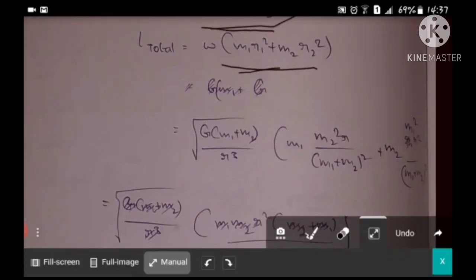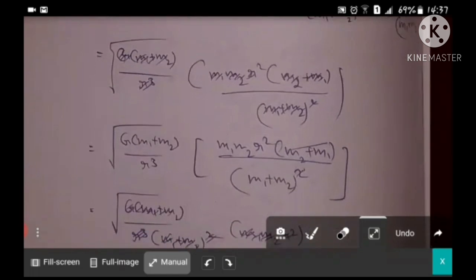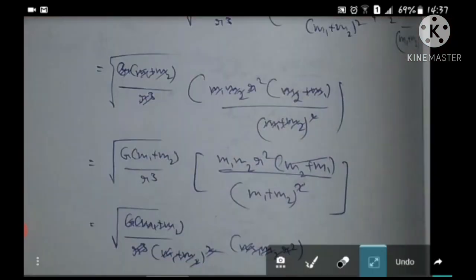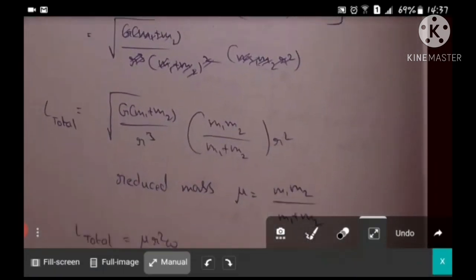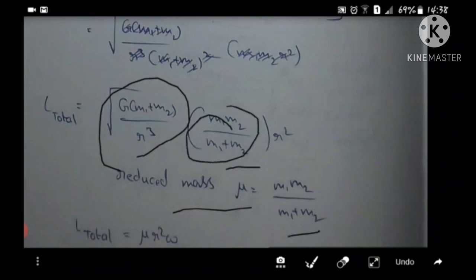If you substitute the values of omega and the R1, R2 values, then on solving we get the final answer as L total is equal to square root of G into M1 plus M2 by R cube into M1 M2 by M1 plus M2 into R square. Here the reduced mass mu is equal to M1 M2 by M1 plus M2. Therefore, we can substitute mu here.